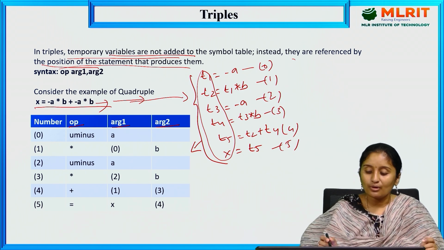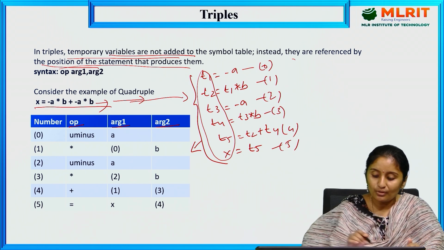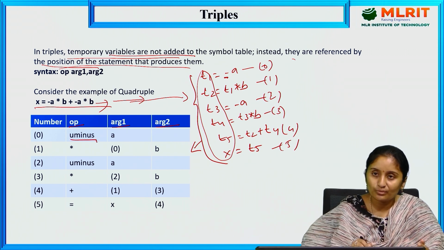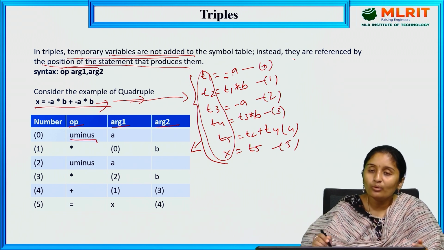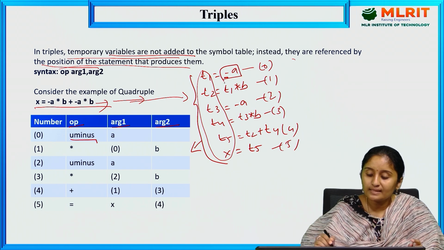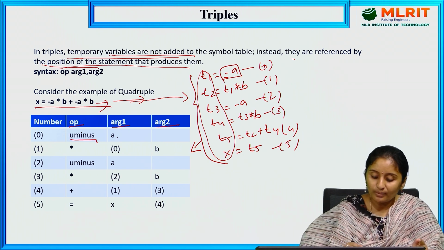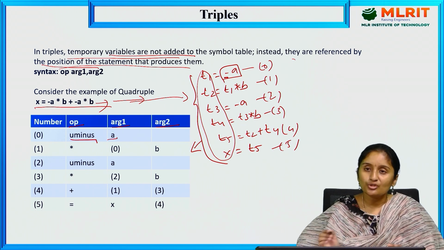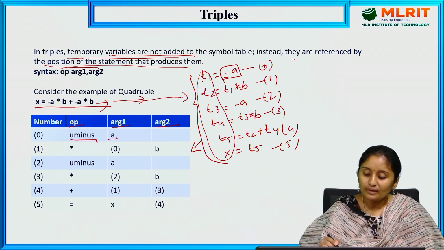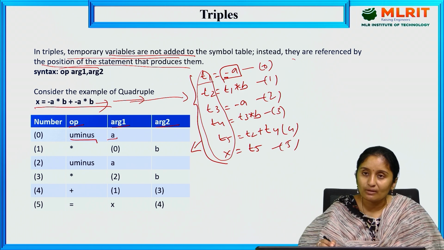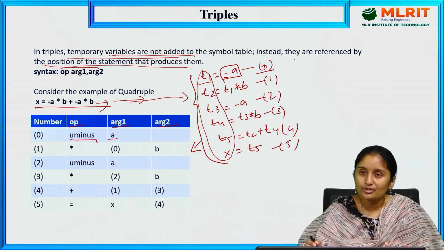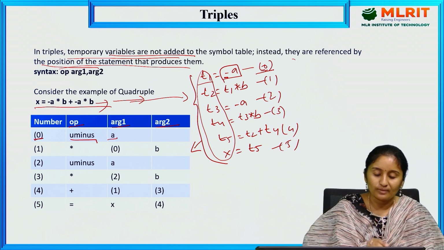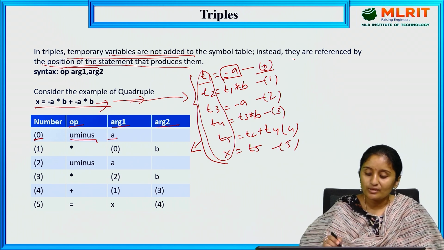See here how we are going to generate the triples. The first one has the minus operator, which I can call unary minus, because I have only one operand. So it indicates that it is a unary operator, and argument 1 is A. Here we are not using the temporary variables, so we mention the positions. In quadruples we used T1, but here we are going to use the position. Here I have mentioned position 0. Now the first statement is completed.